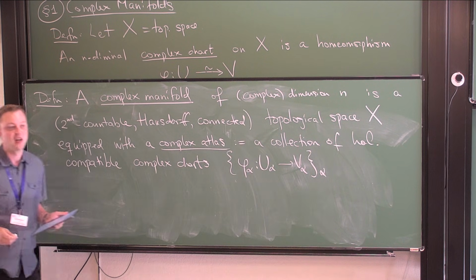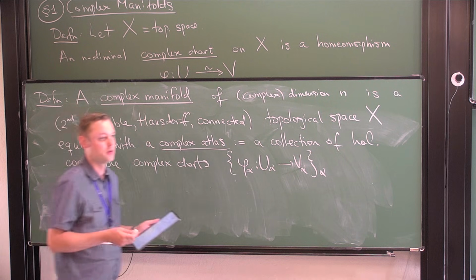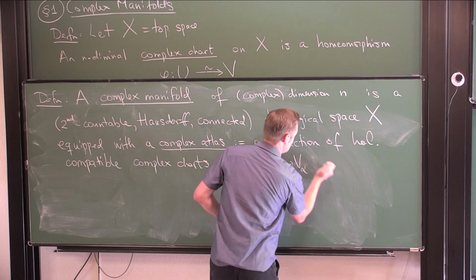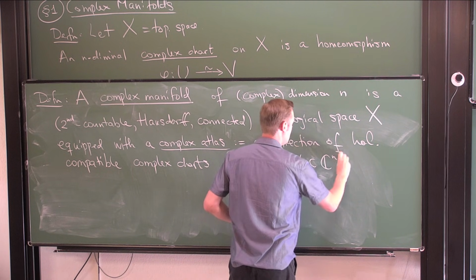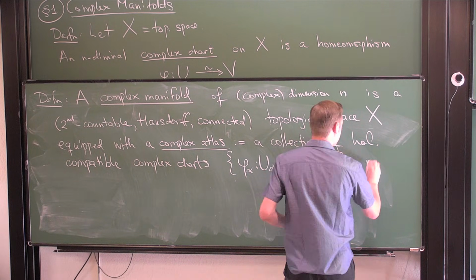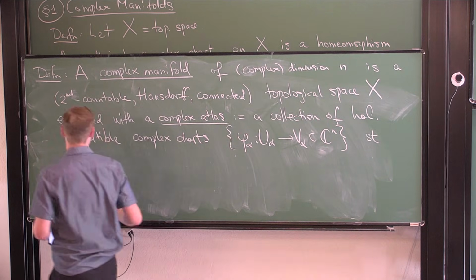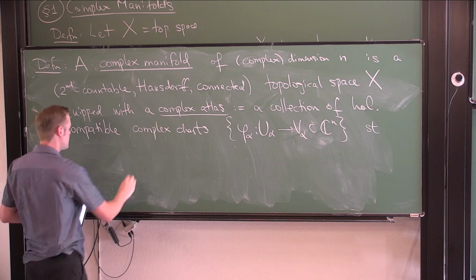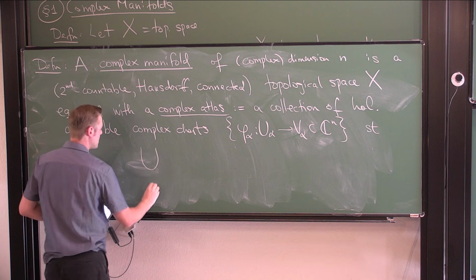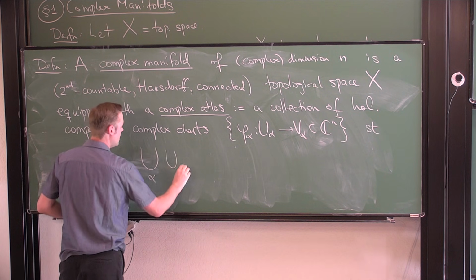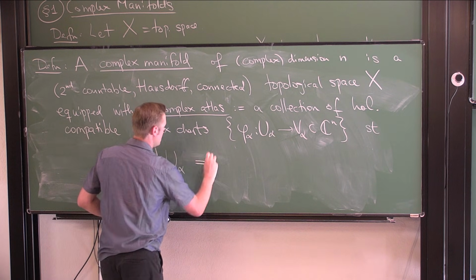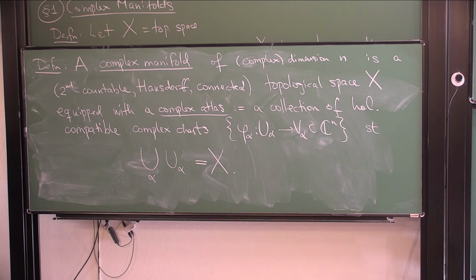Let's say enumerated by alpha. Alpha doesn't have to be finite, or it doesn't even have to be countable. It could be an uncountable index set, and usually it is. All of these V alphas are subsets of C^n. If it's an atlas, it better cover the entire space X. So the way I'll write this is that if I take the total union over all alpha of all these open sets U alpha, this gives me the whole topological space X.